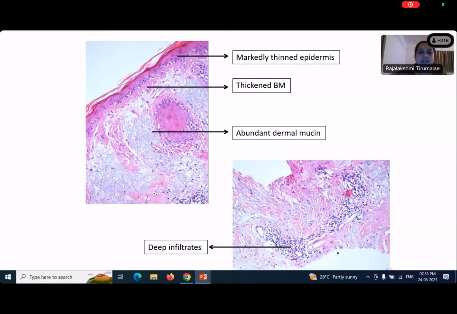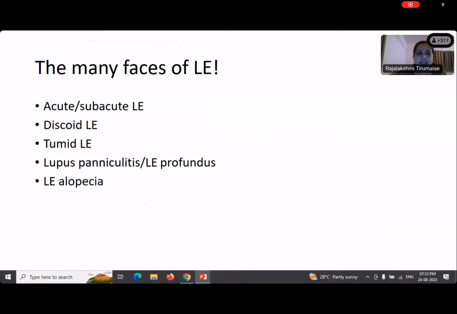So I've got another picture here just to show you how this basement membrane looks. This looks like a caricature, right? It's a markedly thickened basement membrane, and you have abundant mucin. In fact, you have very little infiltrate in this variant, right? So you could have different permutations and combinations of findings in lupus erythematosus.